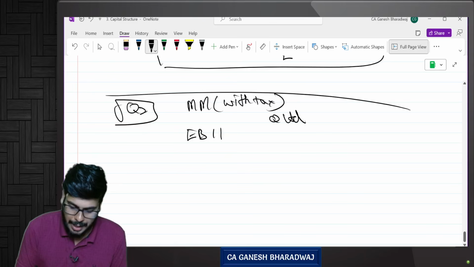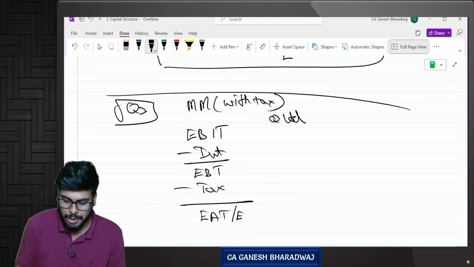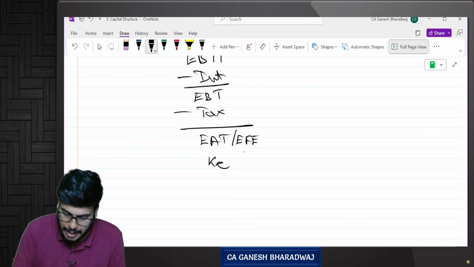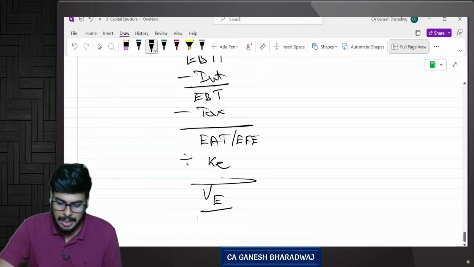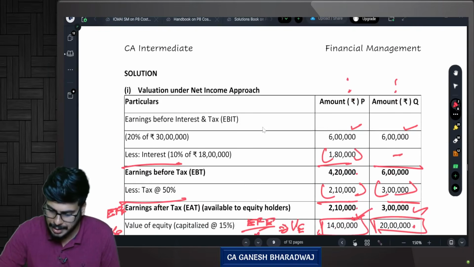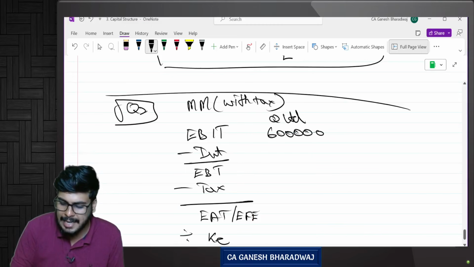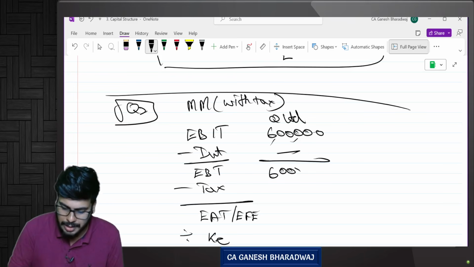Tell me, EBIT minus interest gives you EBT, minus tax gives you what? EAT, and this amount is also EFE. Correct? Yes. Now, divided by KE gives you what? Gives you the value of equity. Correct or not? Yes. Now, for this company, what is the EBIT? So, EBIT remains 30 lakhs into 20%. That will not change. 6 lakh rupees. Correct? 6 lakh rupees. Is there any interest here? No interest. So, which means EBIT is equal to EBT. This is also 6 lakh rupees.